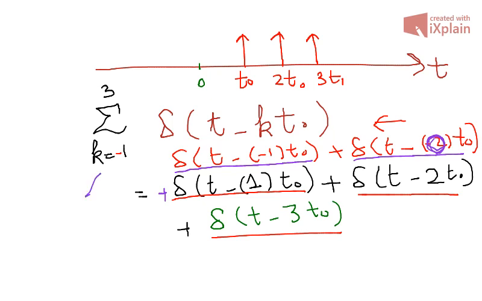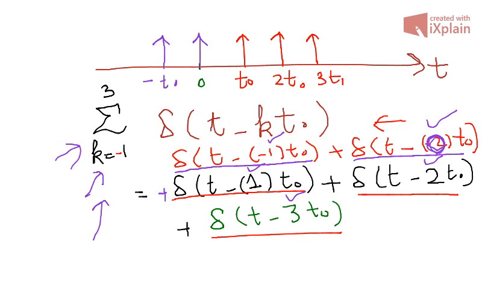Because in this summation we have minus 1, then 0, then 1, then 2, and then 3. So there are 5 terms in this summation. So basically you can draw 2 more impulses at 0 and at minus t naught, right? So these are the train of impulses. So you can change this limit and find the train of impulses.